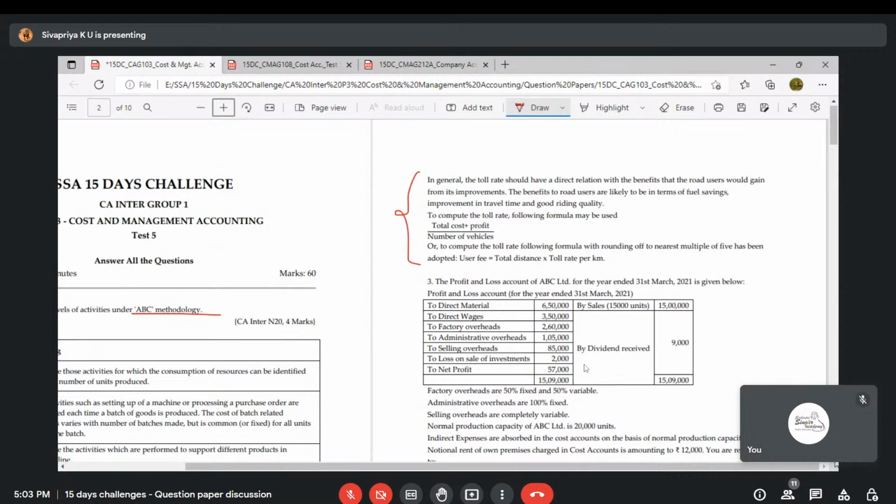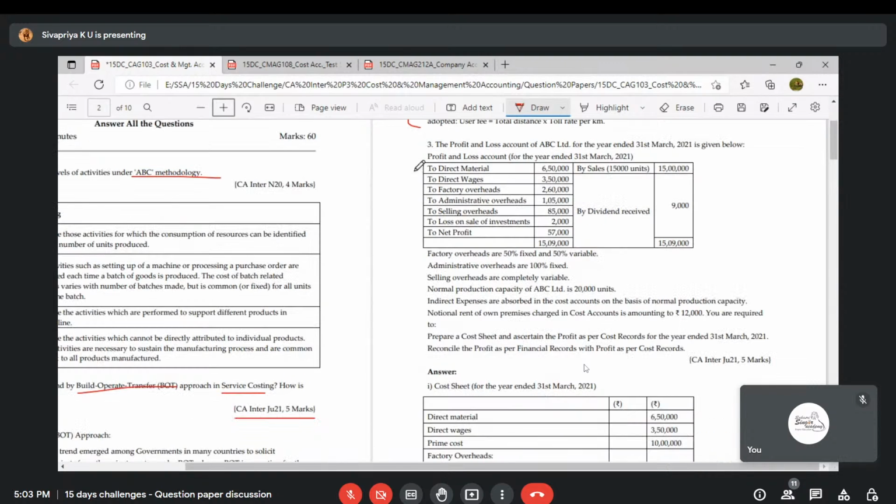Then question number 3. P&L account of ABC Limited for the year ended 31st March is given below. P&L account and all the expenses is there and the income. In addition to that, you have the following data. So you have to calculate this, prepare a cost sheet, and you have to ascertain the profit as per cost accounting and reconcile the profit with the financials.